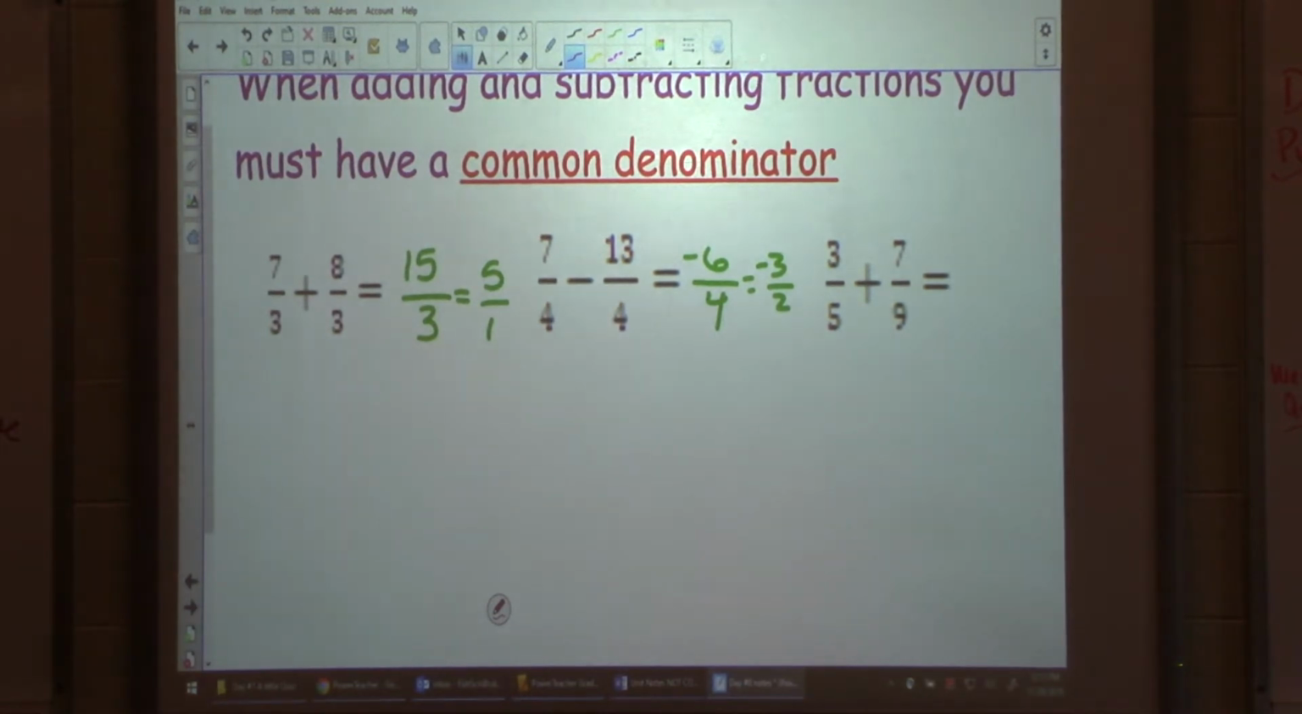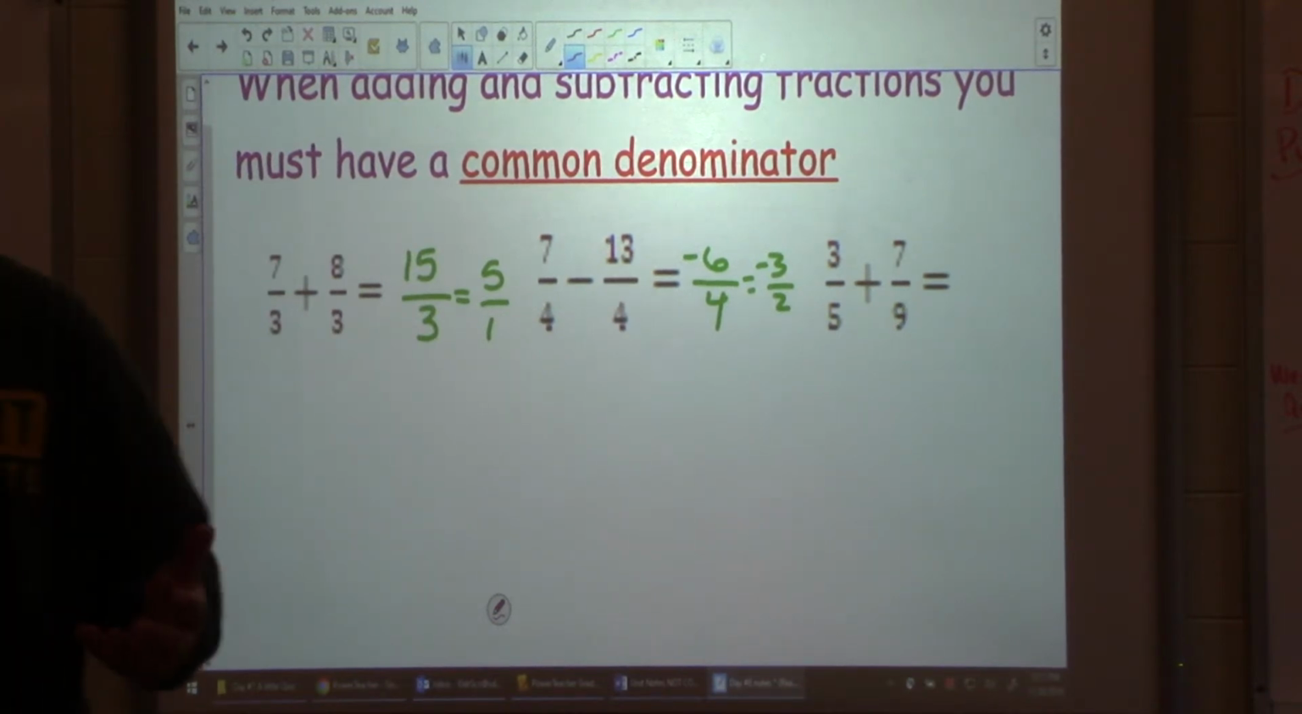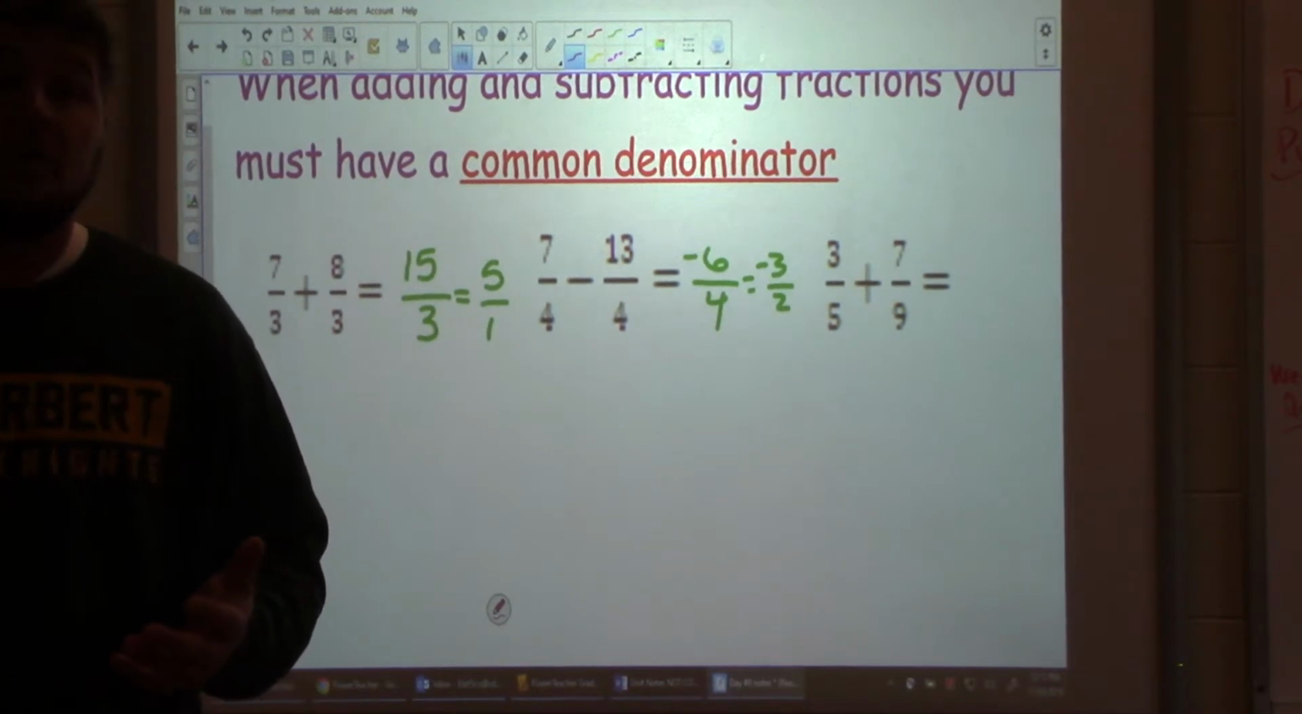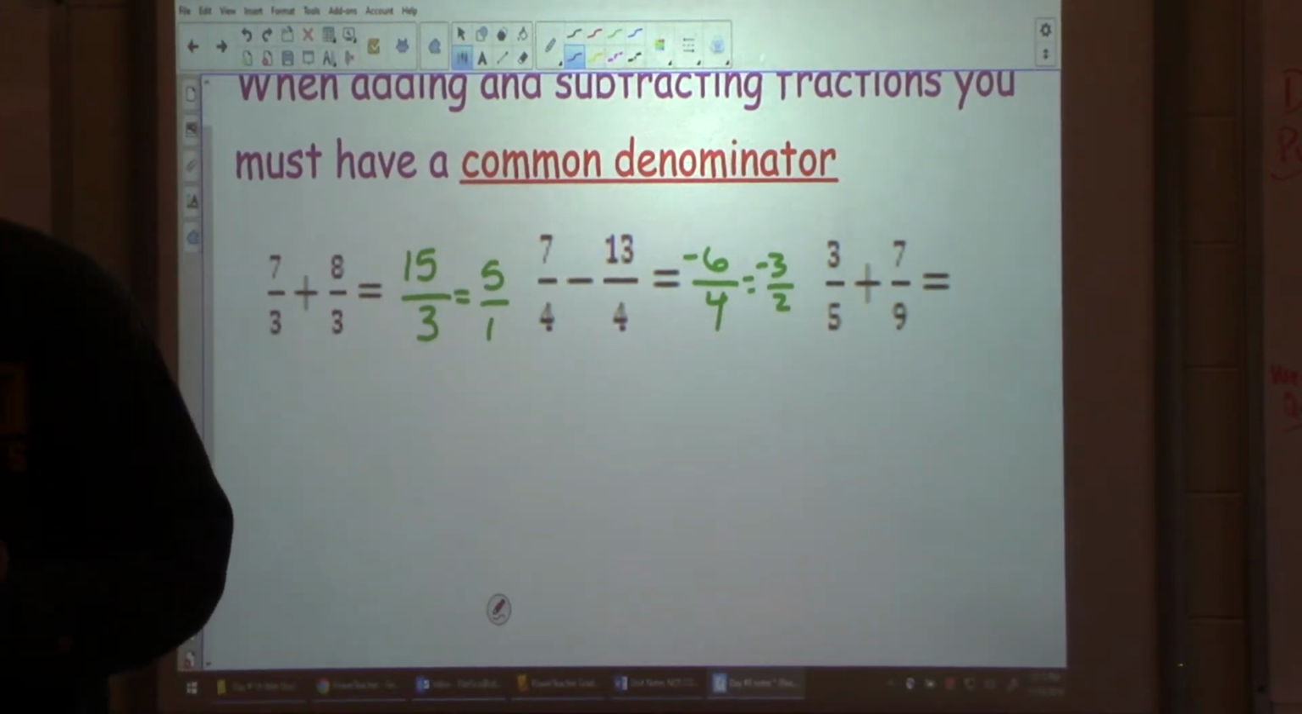Sid, what are you going to say? Find the least common multiple, right? That'll give us our least common denominator. Do you have to use the least common denominator? No, but you'll have to do some more simplifying at the end if you don't.